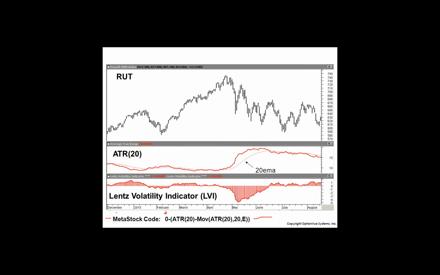I like MetaStock because of the Excel-type language. It's kind of self-explanatory, or at least it is after you use it for 12 years.